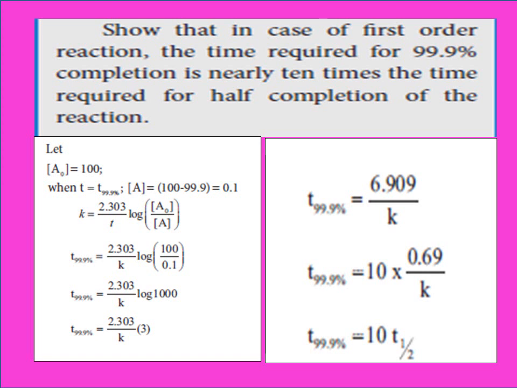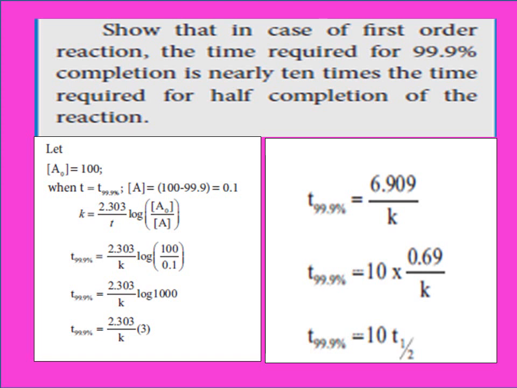Now substitute in the rate constant of a first order reaction. k is equal to 2.303 by t log A naught by A. So k is equal to 2.303 by t 99.9 log A naught by A. In the place of A naught you substitute 100, and in the place of A you substitute 0.1. So take the t 99.9 to the other side, k down. You will have t 99.9 is equal to 2.303 by k log 100 by 0.1.